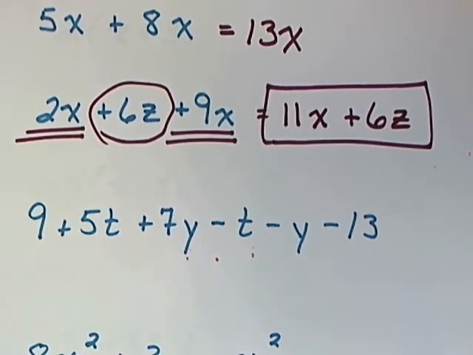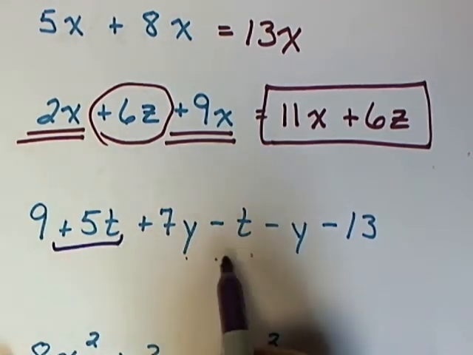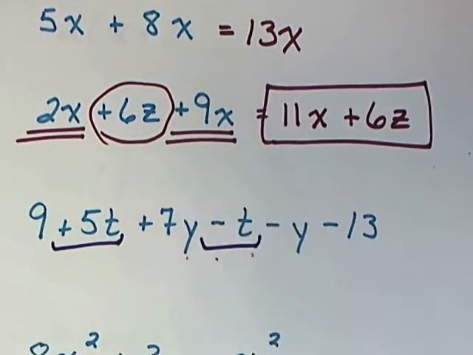How about this next one? Ooh, lots there. Once again, we should go alphabetically, and you start off with the letters first and then the numbers at the end. So in this problem, the first thing I would say is T is my first one. So here's a T and here's a T. Remember, the sign in front of the term goes with the term.